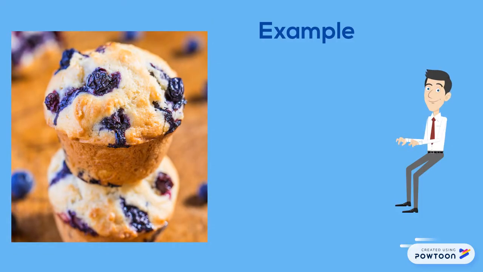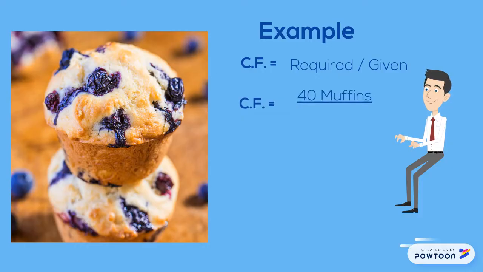So using simple division, we can determine our conversion factor by dividing our required yield by the given yield. For our example, we are dividing 40 by 20, giving us a conversion factor of 2.